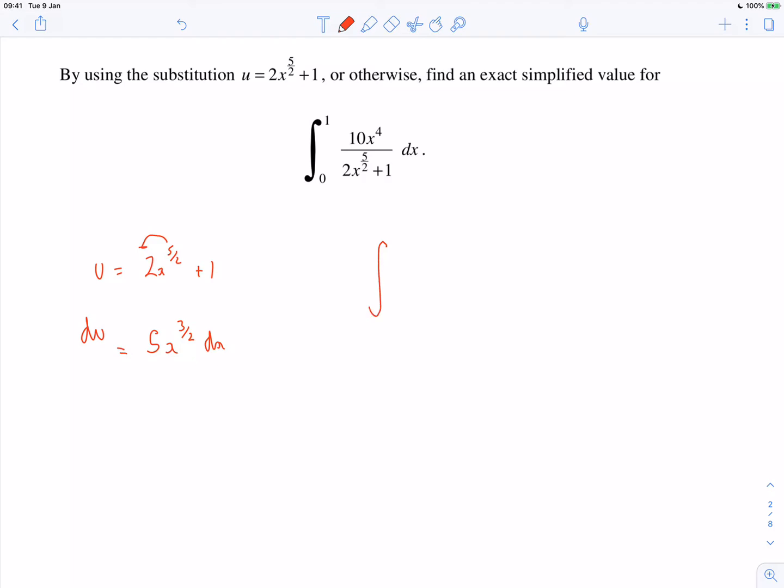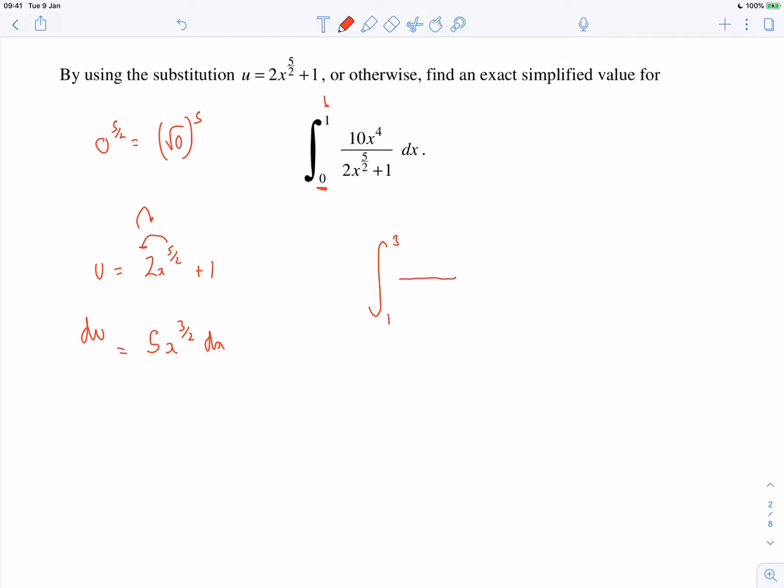So what are the limits? Well, when x is 0, I've got 2 lots of the square root of 0 and then raised to the power 5. That's what to the power of 5 halves means. So 0 to the power of 5 halves means I do the square root of 0 and raise it to the 5. We should be really familiar with that by now. And then add 1, so clearly this is just going to be 1. Next up, when x is 1, then the square root of 1 raised to the 5 is also 1, times by 2 is 2, add 1 is 3. So now the limits in terms of u are 1 and 3.